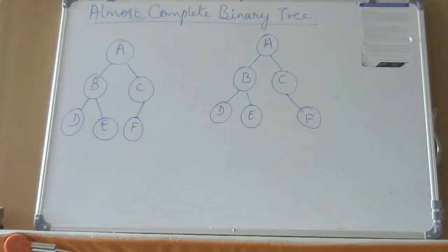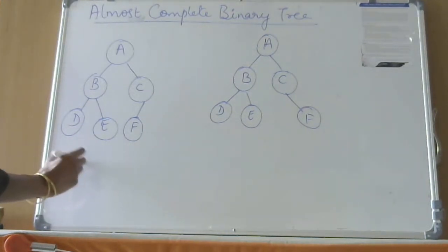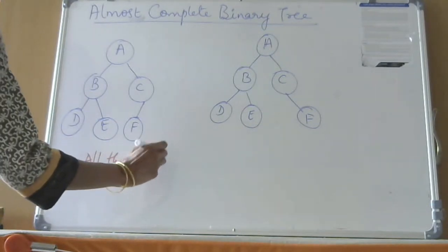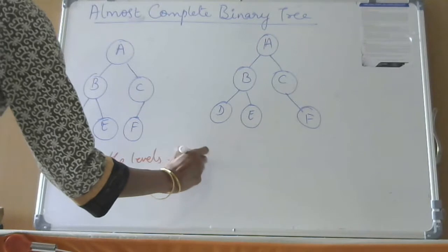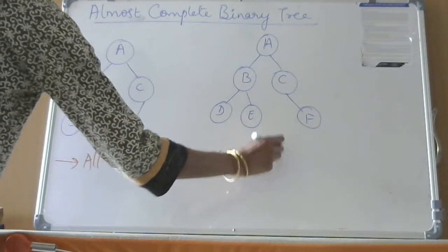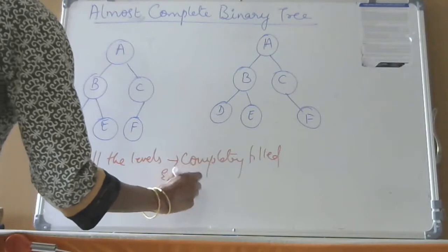So these are examples of almost complete binary tree. What is almost complete binary tree? Let us see that first. So in almost complete binary tree, all the levels should be completely filled. Okay, all the levels should be completely filled except the last level.